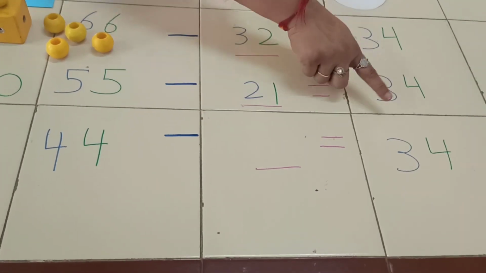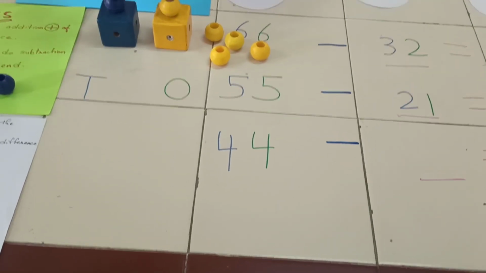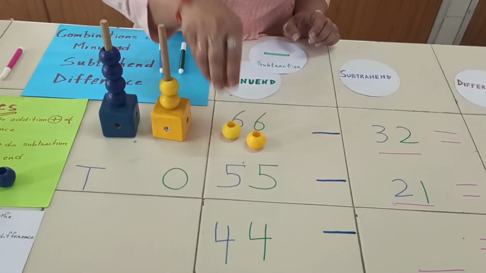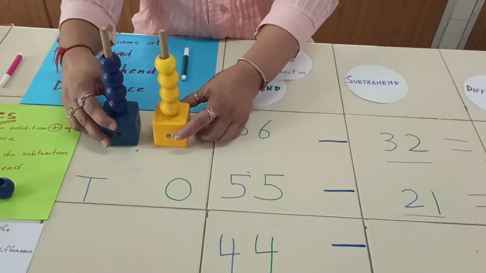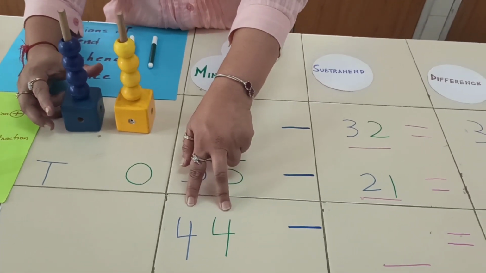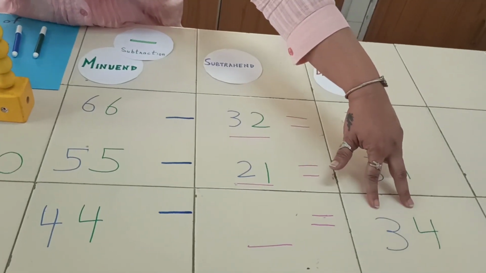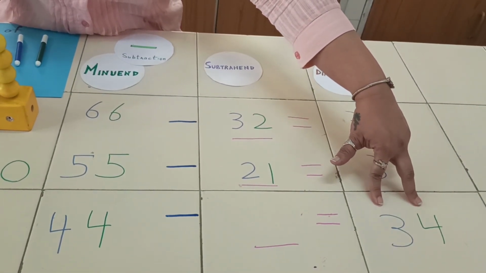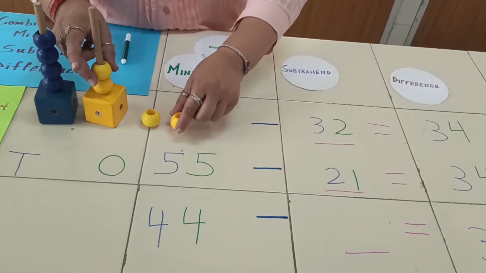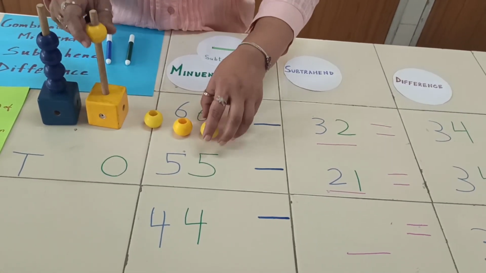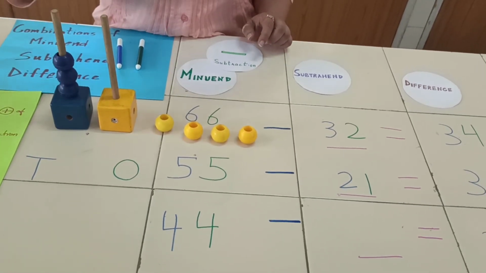44 minus dash is equal to 34. That means I should have 44 on my abacus. Okay, I have 44 in my abacus. Minuend, remember, has to be in the abacus, and I have to remove 34 beads. 4 from 1's and 3 from 10's. Let's remove 1, 2, 3 and 4 and 3 from 10's.